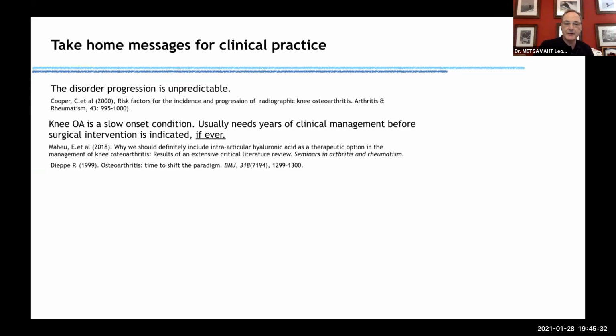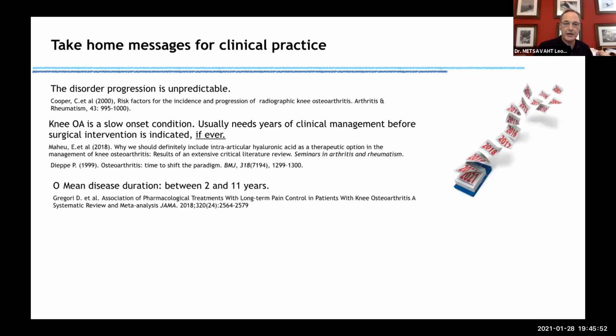Knee osteoarthritis is a slow onset condition that usually needs years of clinical management before surgical intervention or knee arthroplasty is indicated, if ever. Many patients live forever without any surgery. And the mean disease duration from the first symptom to surgery is 2 to 11 years. So it's a long time.